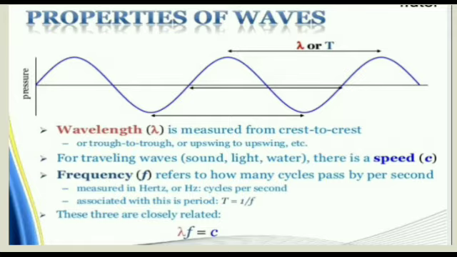Okay, next frequency. The frequency refers to how many cycles pass per second. The frequency is measured in hertz, denoted by Hz, the number of cycles per second. The frequency is associated with time period: T is the time taken by the wave to complete one cycle, that is T equals 1 by f. So these are all closely related: speed, wavelength, and frequency. Therefore the relation between these three is lambda f equals c. These are the properties of waves.